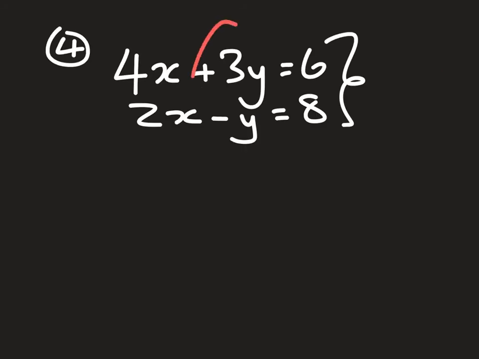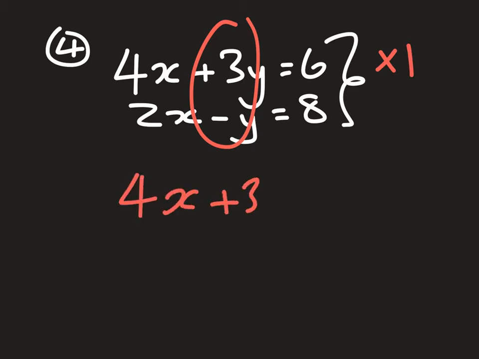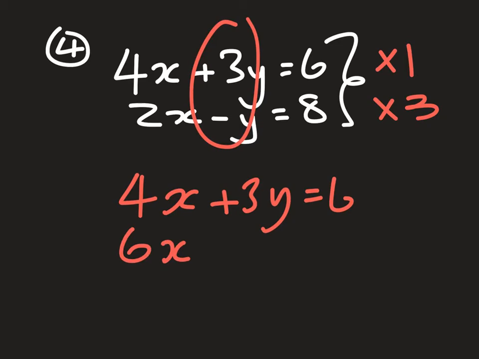Question 4, simultaneous equations. I would imagine most people are trying to get these numbers the same. So the first one I'm just going to times by 1, in other words I'm going to leave it alone. 4x plus 3y is equal to 6. The second one I'm going to multiply by 3. So 3 lots of 2x minus 3 lots of y is 3 times 8.